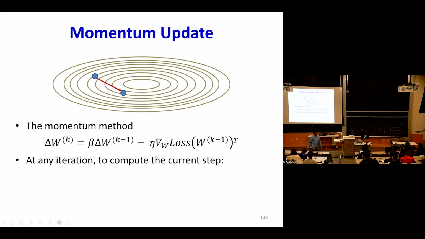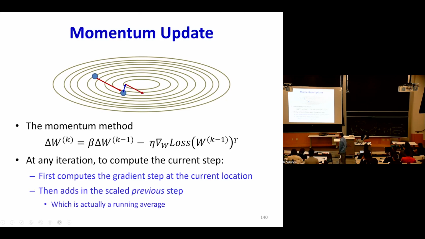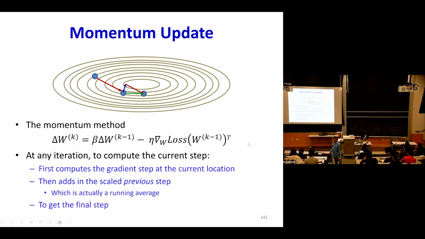But let's say this is the last step that you took. Then at the current location, you will check the gradient, and you take a step against the gradient. That's the blue arrow. But to that step, you're going to add a scaled version of the previous step that you took. And that is going to be your new estimate. That makes sense to everybody?